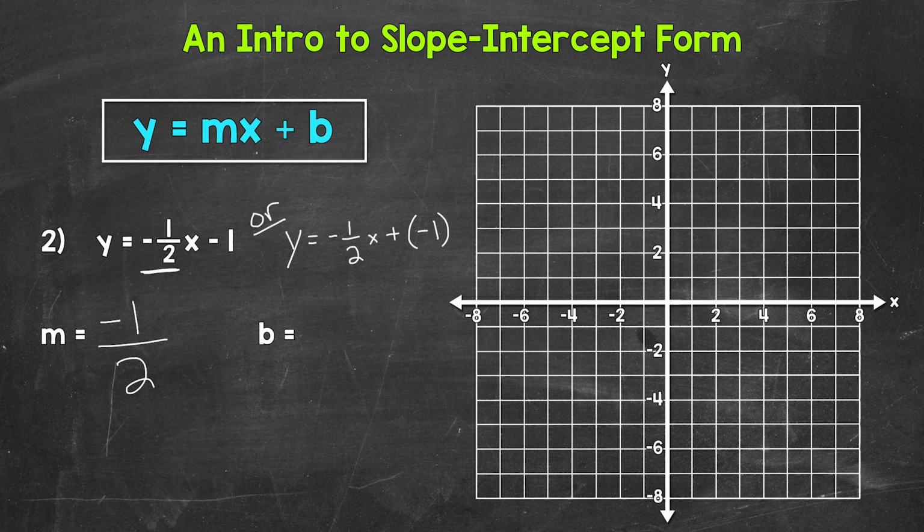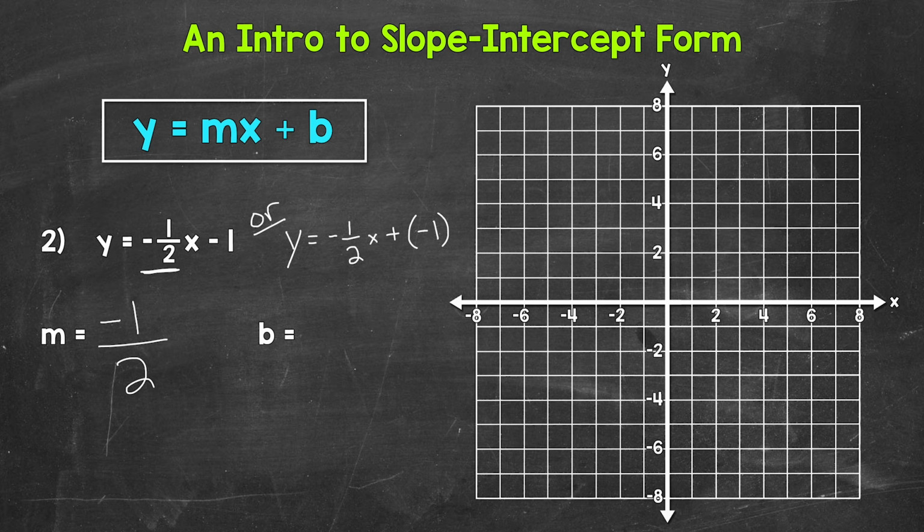We can use y equals negative 1/2 x minus 1 or y equals negative 1/2 x plus negative 1. Now that rewritten equation does make the negative a little more clear. We can clearly see that our y-intercept is negative 1. But equations will a lot of times be simplified to showing that as just subtraction. So we don't have that double sign, an addition sign and the negative.